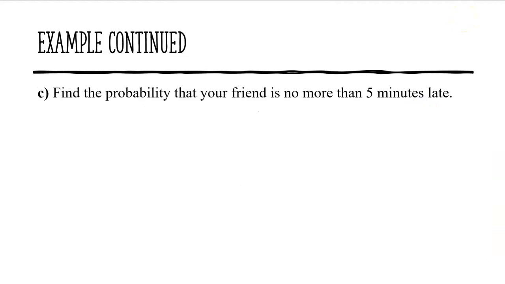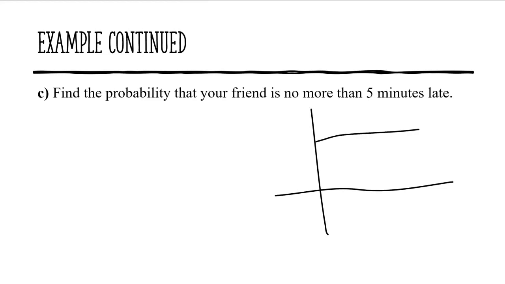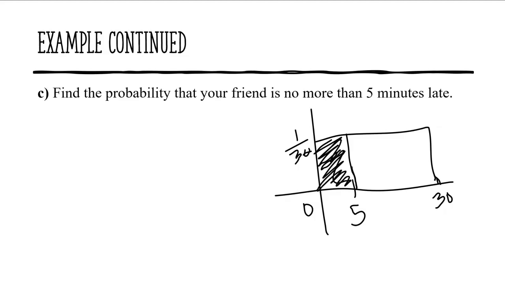All right, and the last part is to find the probability that your friend is no more than 5 minutes late. Now, I don't have a model for this, but I'm going to sketch that model back out. It was from 0 to 30. This was 0, this was 30, and my probability was 1 over 30. And let's just say 5 is right here. I want to find the probability that your friend is no more than 5 minutes late. No more than means less than, so it's going to be less than 5. I want to know what this area right here is.